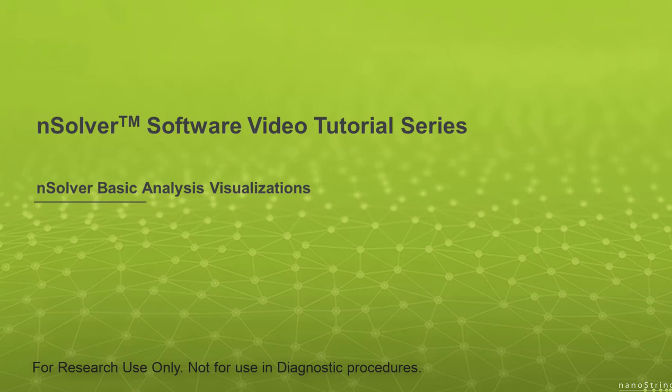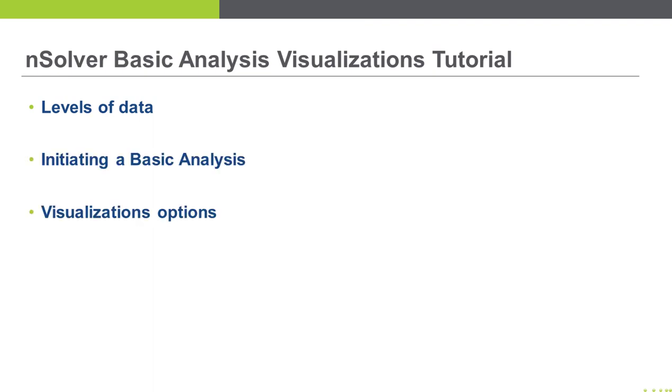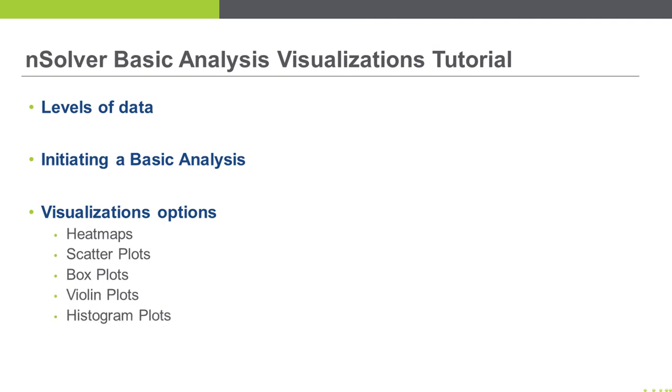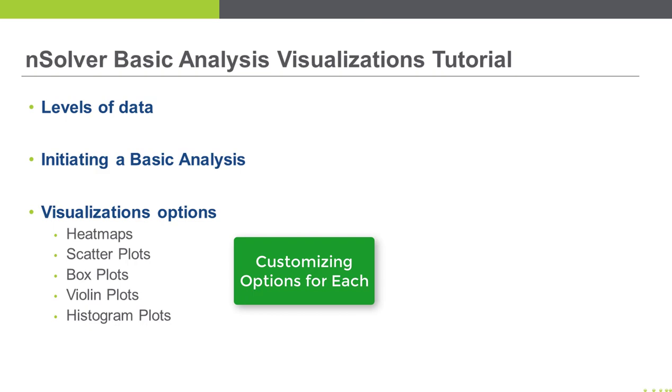This video covers creating basic visualizations in nSolver. In this video, we'll cover the different levels of data created in an experiment and reasons to choose one over another for analysis, initiating a basic analysis, and we'll cover the different visualization options. We'll mainly focus on heat maps, but we'll also touch on scatter plots, box plots, violin plots, histograms, and the available customizing options for each.